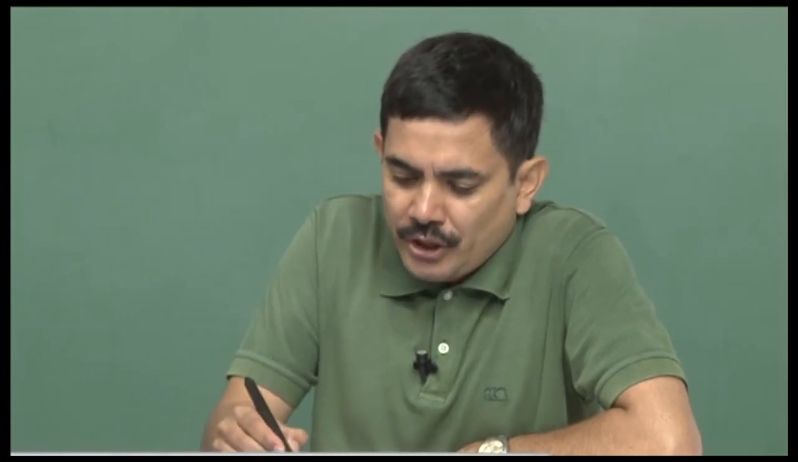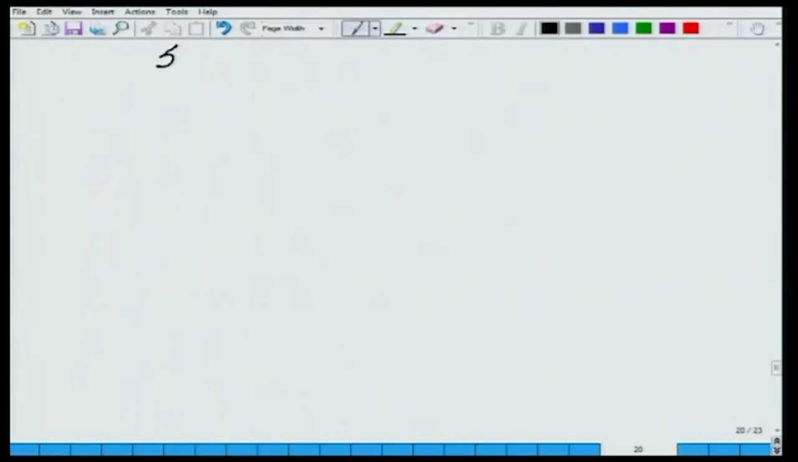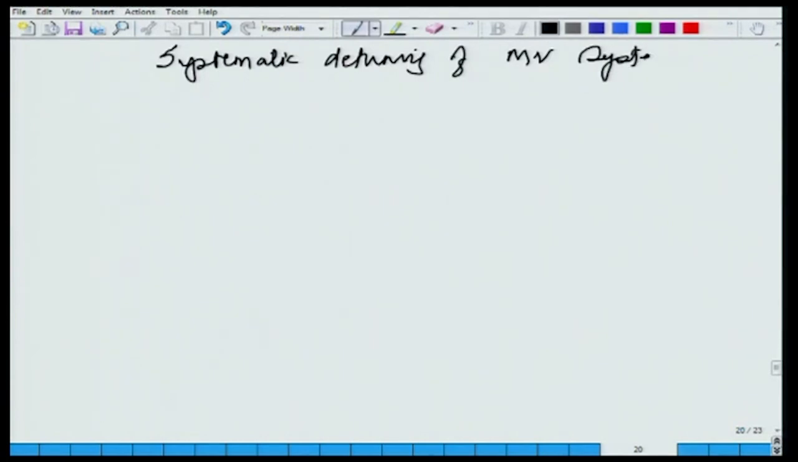Multivariable system, detuning multivariable, systematic detuning of multivariable systems, decentralized system. What does that mean? Okay, let us say I have a 2 by 2 system, let us take an example. We have drawn this so many times, I am tired of drawing it again and again.